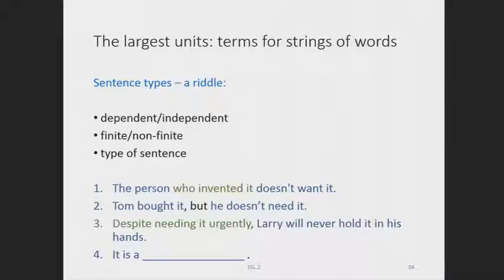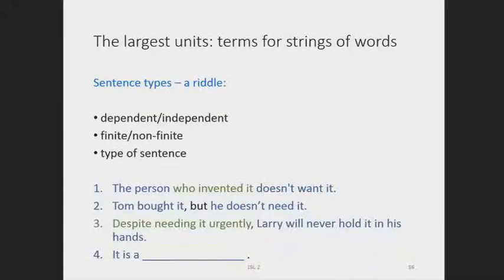How about the second one then? "Tom bought it, but he doesn't need it." What kind of clauses do I have? Dependent or independent? Or both? Yes, two independent clauses, two main clauses, with a "but" in between. And "but" we call the coordinator, right? So coordinators coordinate clauses rather than subordinate them.